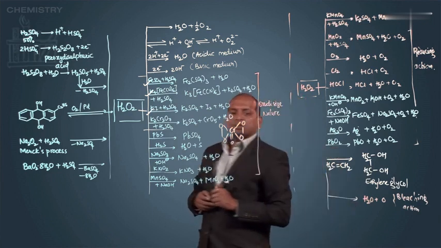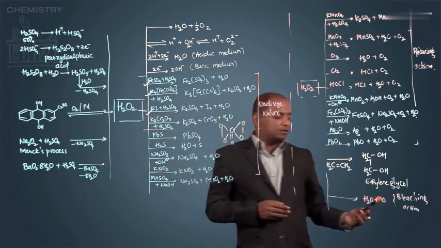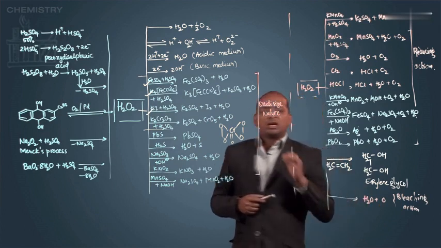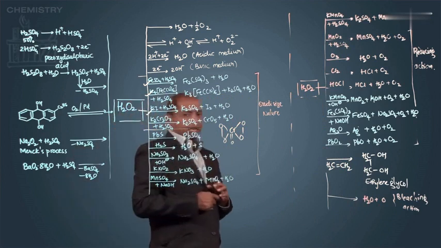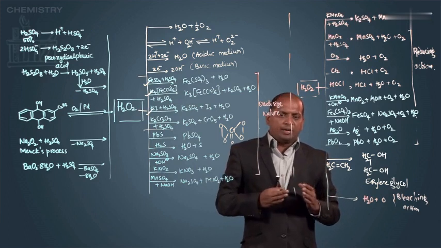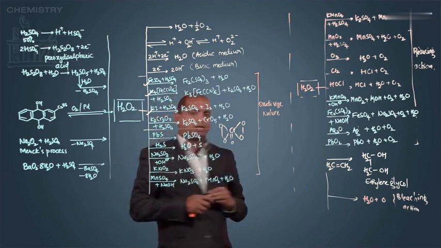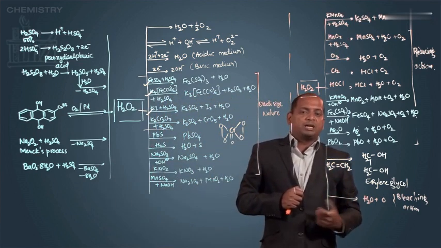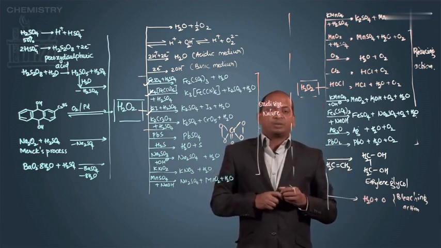Hydrogen peroxide also acts as a bleaching agent, and that bleaching action is because of the liberation of nascent oxygen. That nascent oxygen combines with the unsaturated part of the color, and because of that the unsaturation gets disturbed or destroyed, and therefore the colored compound becomes colorless. So, here the bleaching action is because of the oxidizing action of hydrogen peroxide.